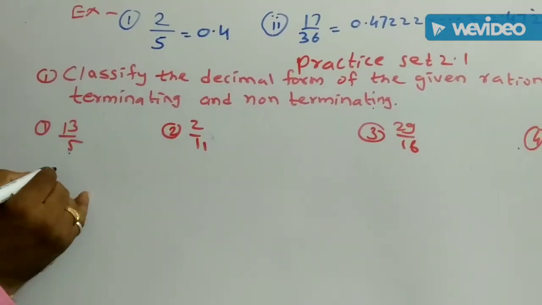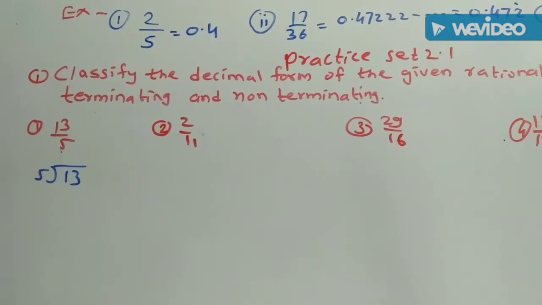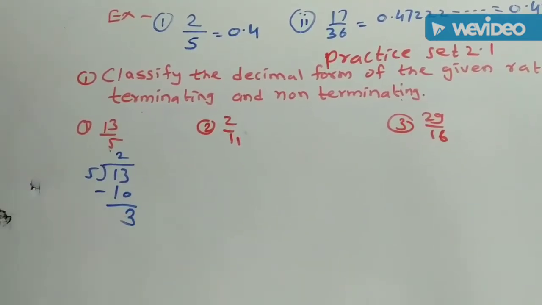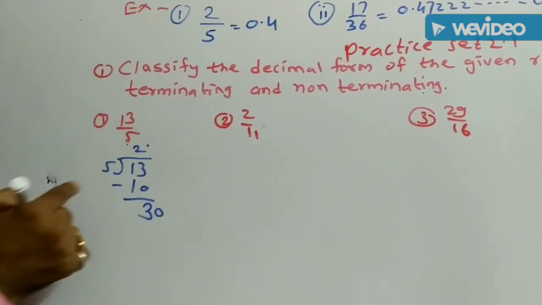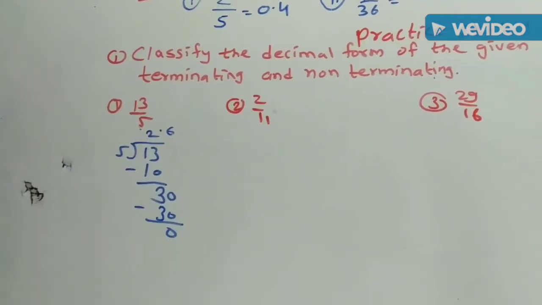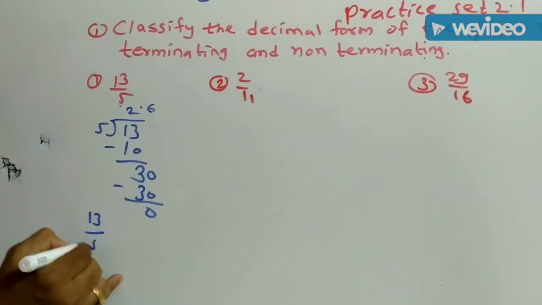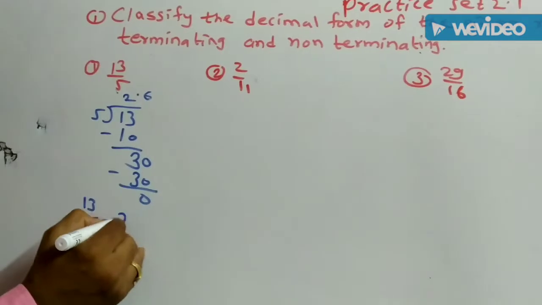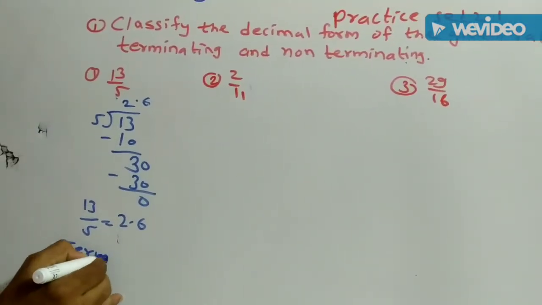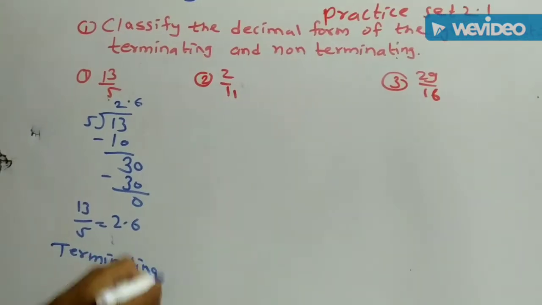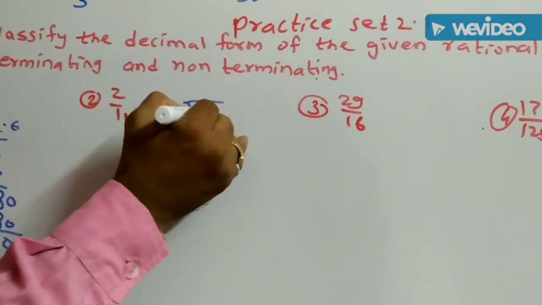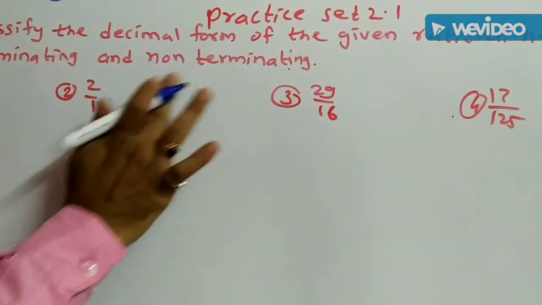Then first we take 13 divided by 5. 5 2s are 10, remaining 3, taking 0 and decimal point, 5 6s are 30 and remainder remains 0. The remainder remains 0, that is, the division process ends and therefore it is the terminating decimal form. Then second example is 2 upon 11, that is 2 divided by 11.